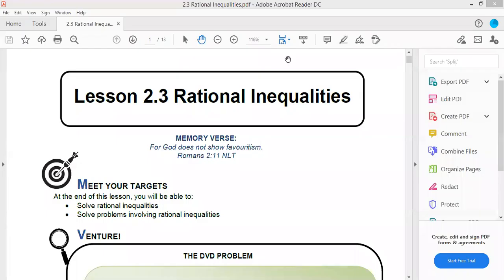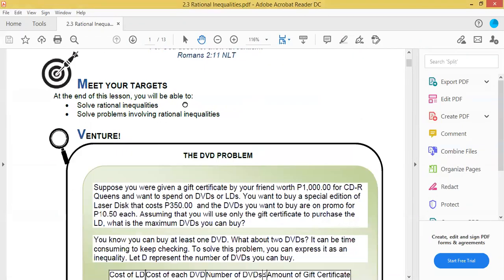Good day. Today we are going to learn about rational inequalities. Our memory verse is found in Romans 2, verse 11. It says, "For God does not show favoritism." At the end of this lesson, you will be able to solve rational inequalities and solve problems involving rational inequalities. Please do the venture before proceeding to the lesson proper.